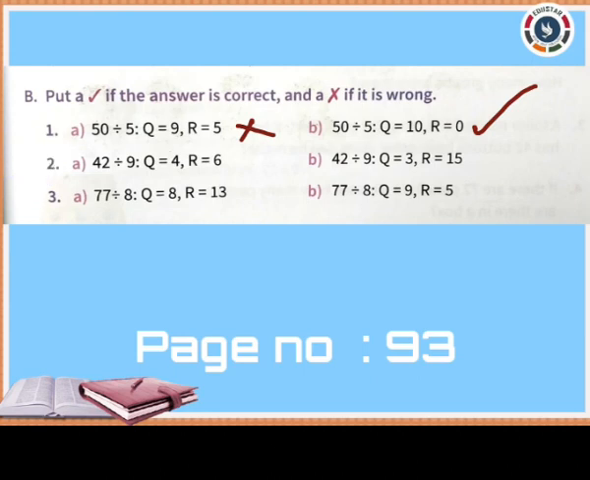2. 42 divided by 9. If we divide, we will get quotient 4, remainder 6. So, here A is correct and B is wrong. 3. 77 divided by 8. Here we will get quotient 9 and remainder 5. So A is wrong, B is correct.